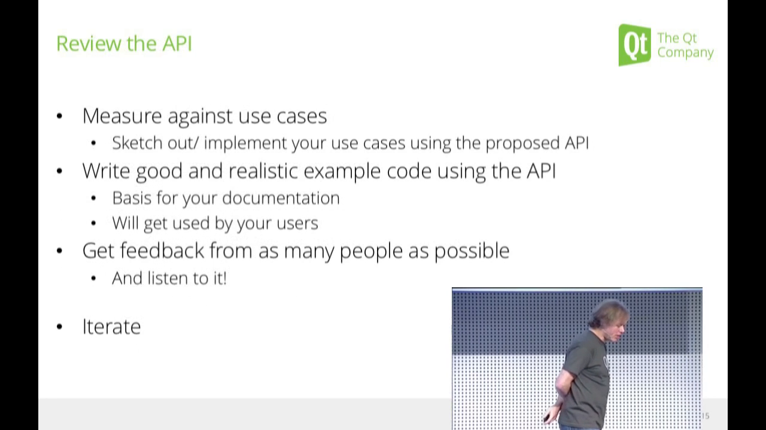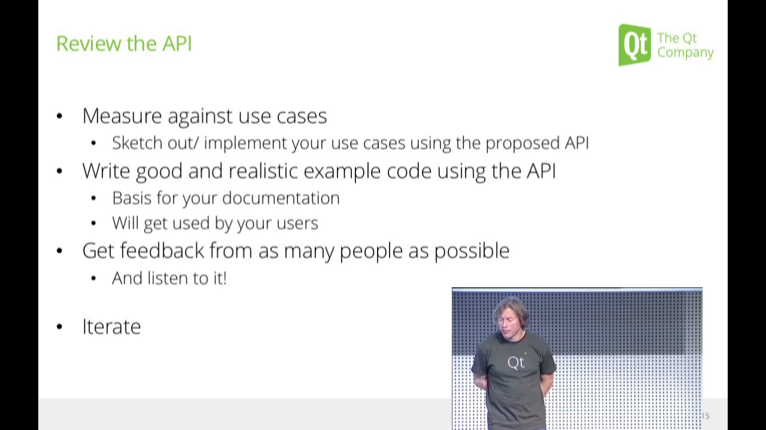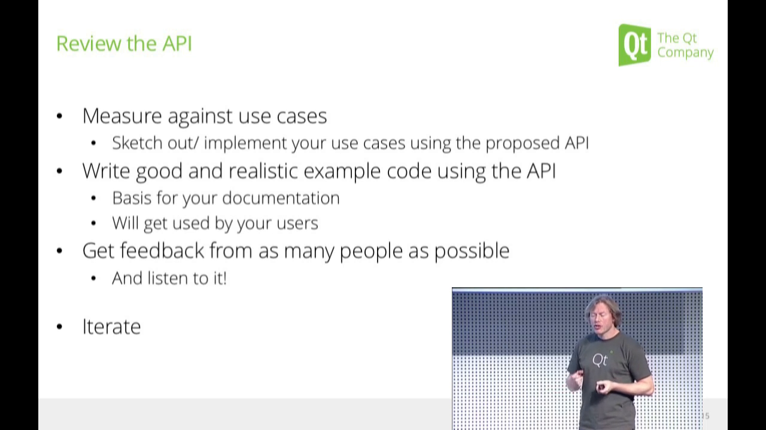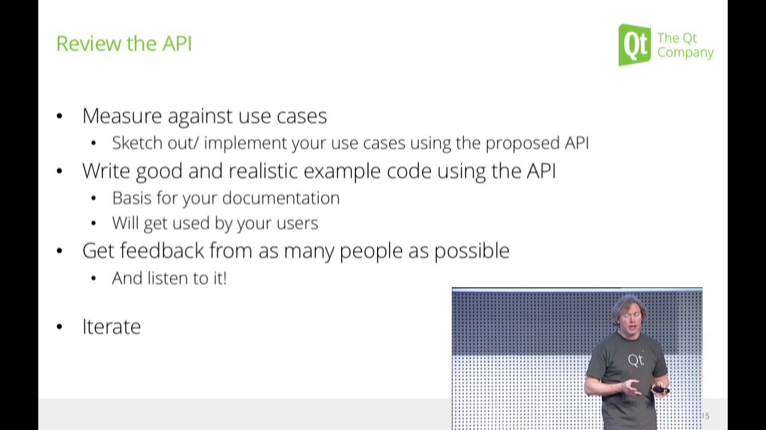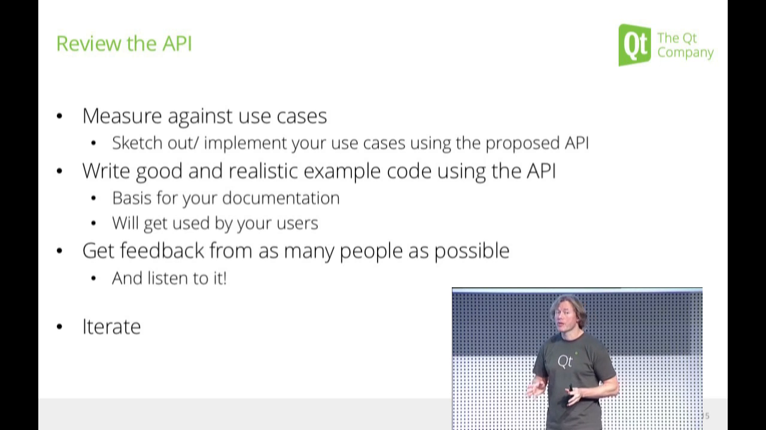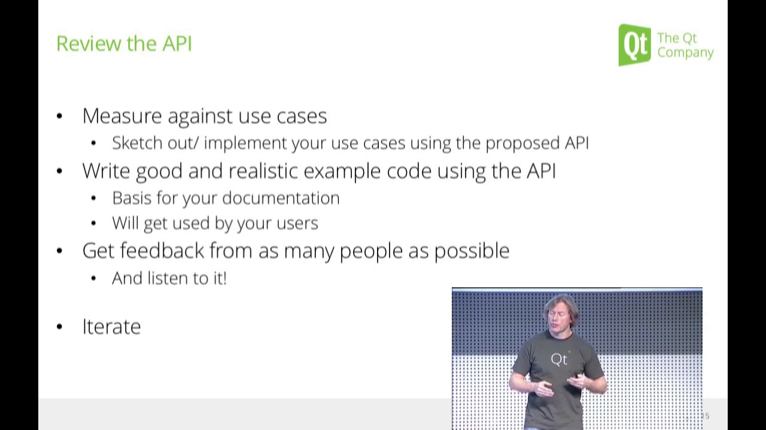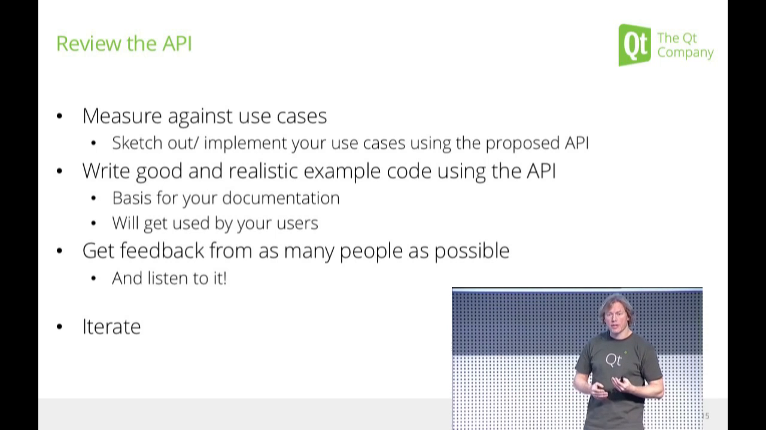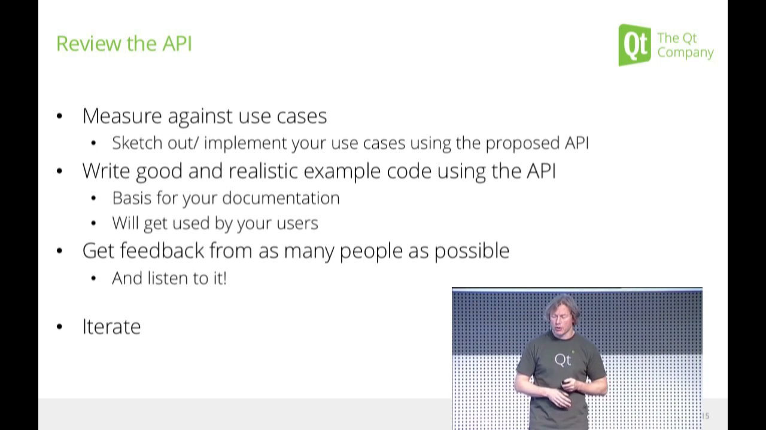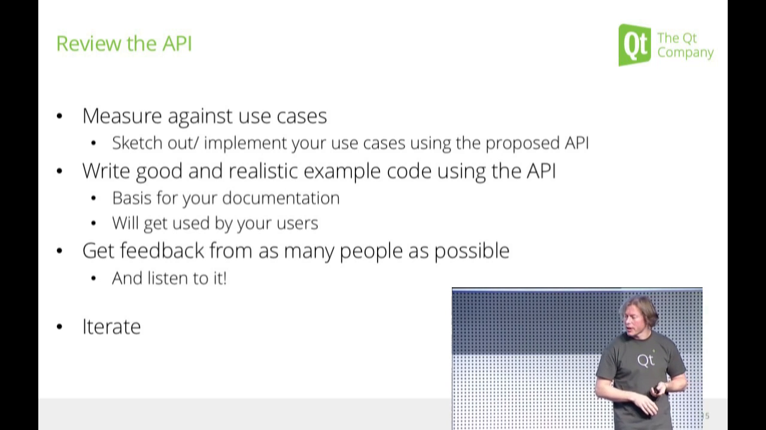And then the next step is to review that API and figure out, does it actually work? Take the use cases that you have, sketch them out, and implement them against the proposed API. Actually write good and realistic example code that uses the API. This is extremely important, because if you don't really use that API, you will never find out whether it works in practice. That example code is also a great basis for your documentation and for further discussions with your users. Does that work? What do you think about it? Once you have that, you get feedback from as many of your users as possible. You can iterate that a couple of times, and after two or three iterations, you usually end up with a pretty good API.